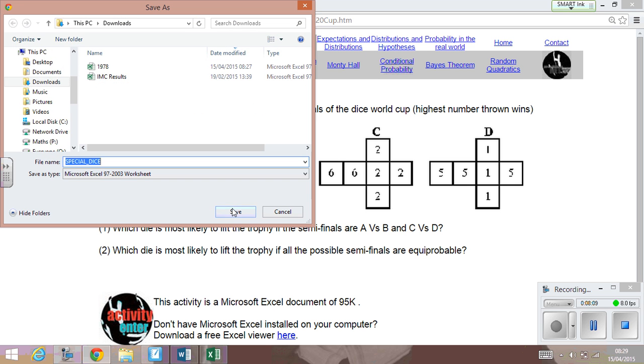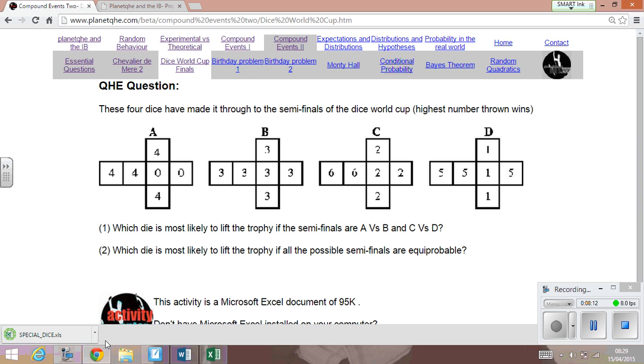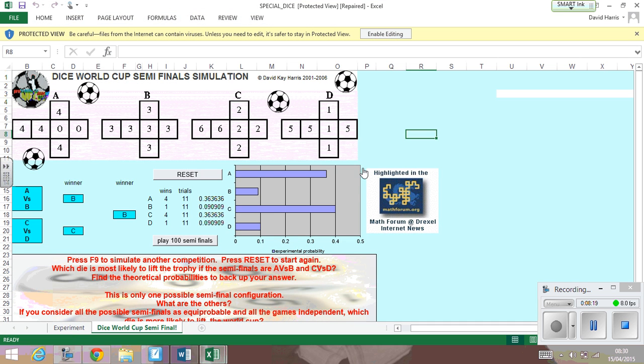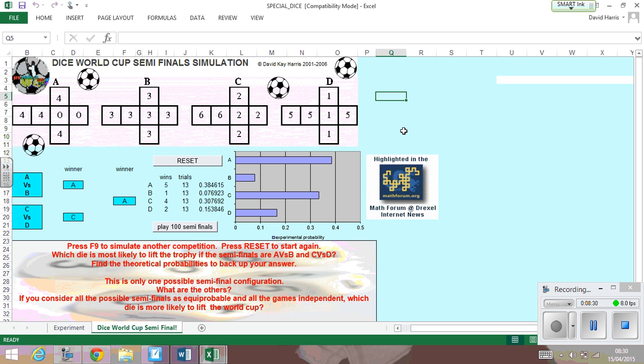If I just download it there, where we imagine it's the semi-finals of the World Cup between dice A, B, C, D. If I press F9, yes, I get another trial. So if the semi-finals are dice A versus dice B and dice C versus dice D, which dice is more likely to win the World Cup?